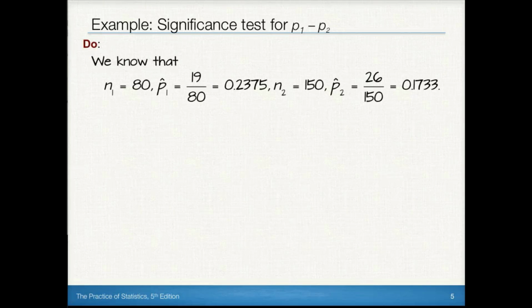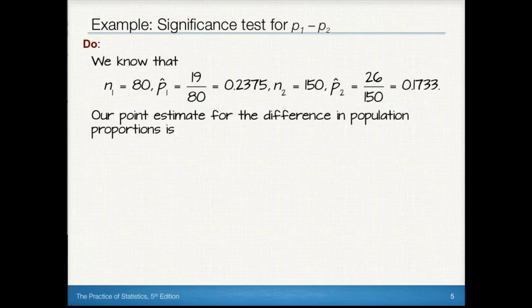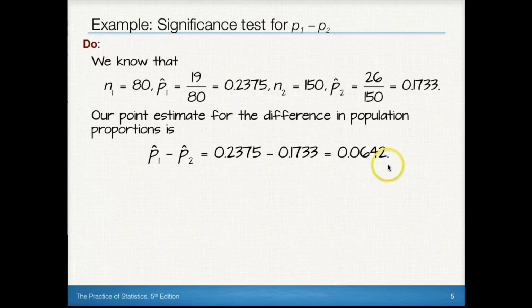Therefore, we know that our sample sizes and our sample proportions are as such. 19 students out of the 80 at School 1 had not eaten breakfast, for 23%, and 26 out of 150 sampled students had not eaten breakfast at School 2, for a sample proportion of about 17%. Our point estimate for the difference then will be the difference of those two, or 0.0642, when we subtract sample 1 minus sample 2 proportions.